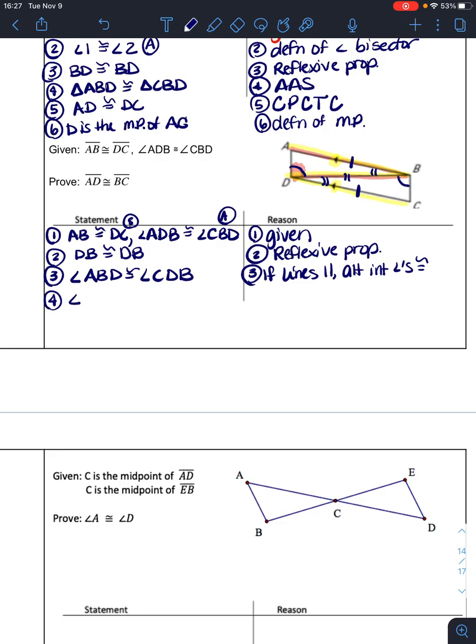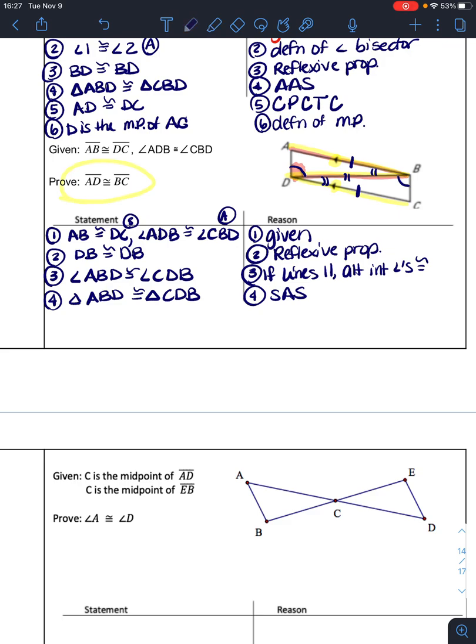So now I can say that triangle ABD is congruent to triangle CDB because of side-angle-side. Side-side-angle didn't work, so I had to go get something else. And I had something available, so I could.